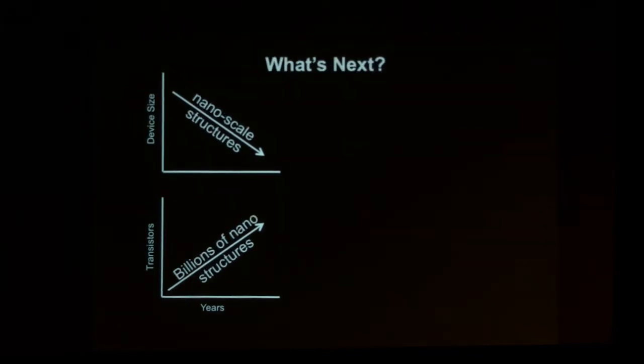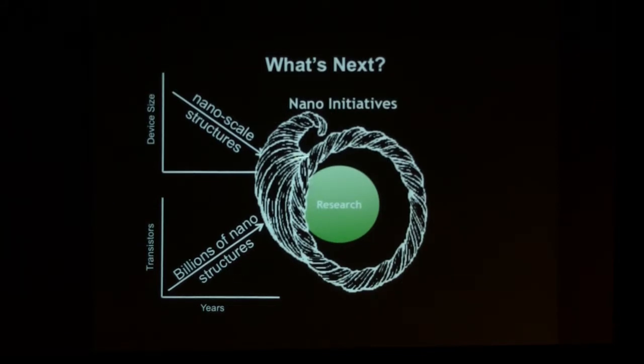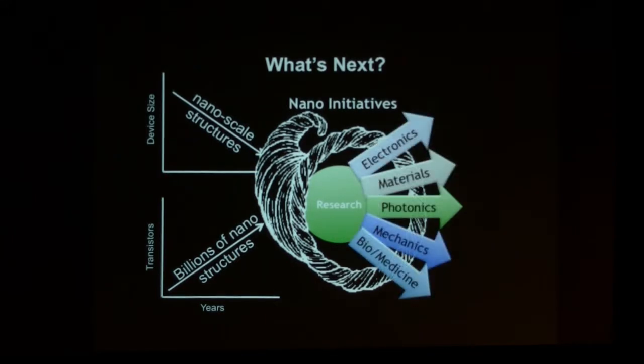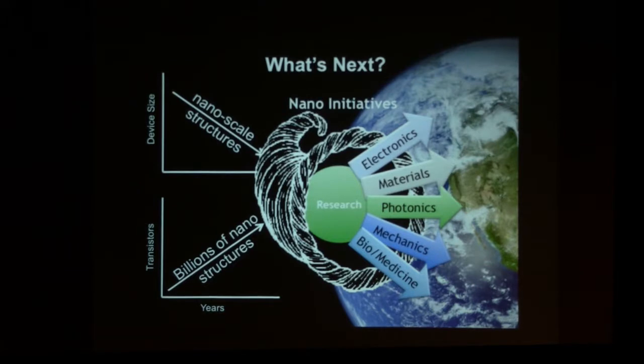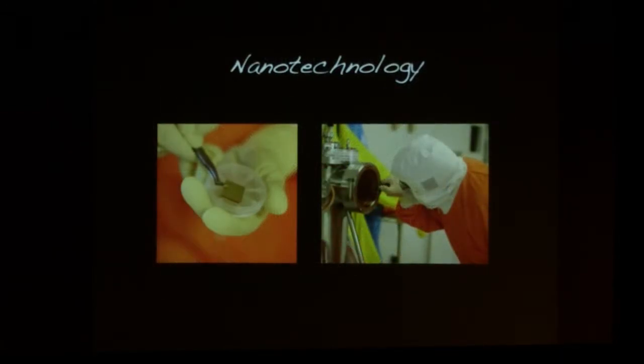All right, so now the idea is, could you do something like that in the future with a whole bunch of research in nano for upscaling to billions of nanostructures and downscale to nanoscale structures, and in a variety of areas, in electronics, materials, photonics, mechanics, biomedicine, and put them in the real world. So that's the goal of NCN and nanoHUB that I represent as an organization, and to make this happen. So that's a nice goal, but what does that mean? And what are the hurdles that you want to overcome?